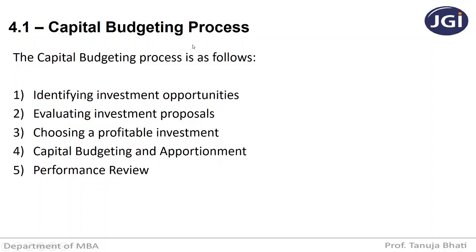So this is nothing but the capital budgeting process, which starts from first identifying the investment opportunities available, then evaluating the investment proposals to the needs of the organization. Then among all those available, it has to choose an appropriate investment which gives the maximum profit. Fourth, it has to apportion funds and do capital budgeting. And fifth, it has to review whether the investment which they have funded is meeting the expected returns. They have to do the comparison based on the actual return.